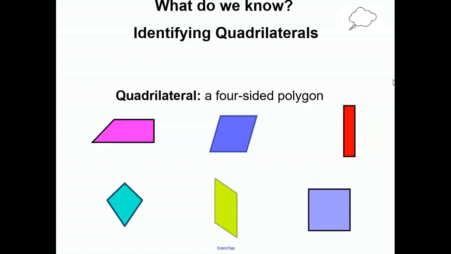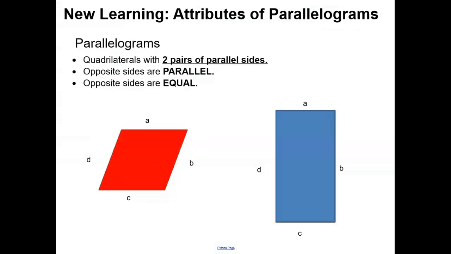Wonderful job. You guys know so much about quadrilaterals already. So a quadrilateral is any 4-sided polygon. These were the ones that I drew. I wonder what you drew. Any 4-sided polygon is called a quadrilateral. You're going to use what you know about quadrilaterals to learn all about a very special type of quadrilateral today called a parallelogram. Say that with me. Parallelogram.